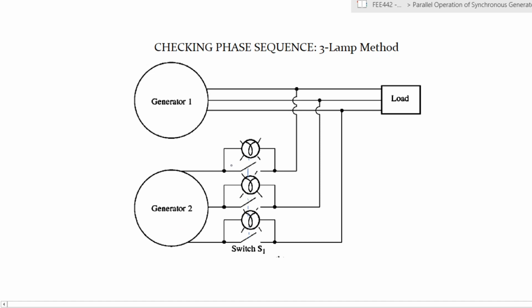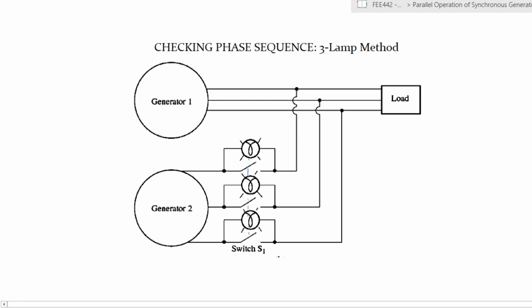So you'd have lamps connected across the switch. One leg of the lamp would be connected to the system voltage, and the other would be connected to the generator voltage. The assumption, of course, is that your generator is running at the required frequency and voltage and ready to go, but you just need to check the phase sequence of what is there. So how would we go about this?